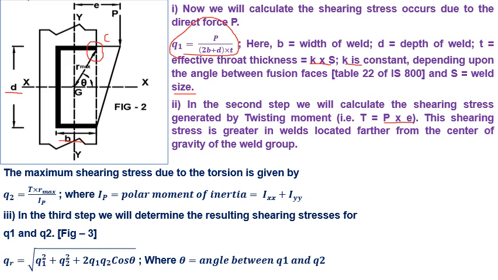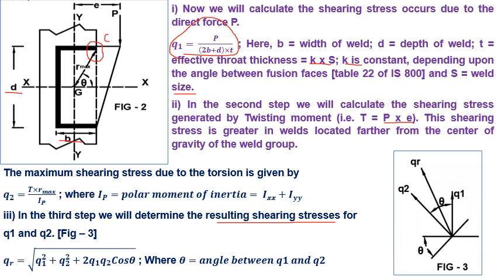In the third step, we have to determine the resulting shearing stress from Q1 and Q2. QR equals root of Q1 square plus Q2 square plus twice Q1 Q2 cos theta, where theta is the angle between Q1 and Q2 as shown in figure. So we calculate the resultant stress from this formula.